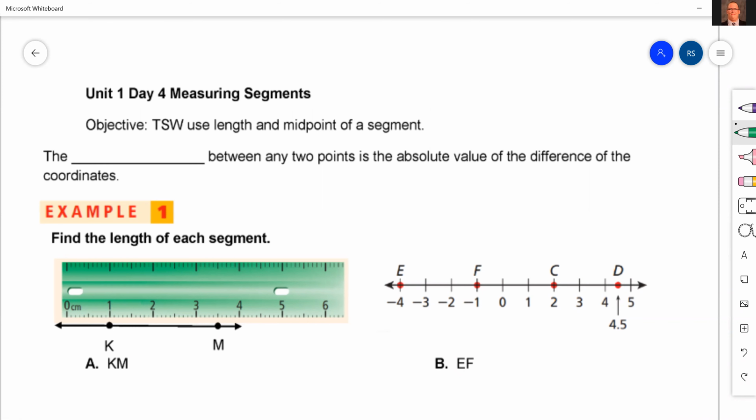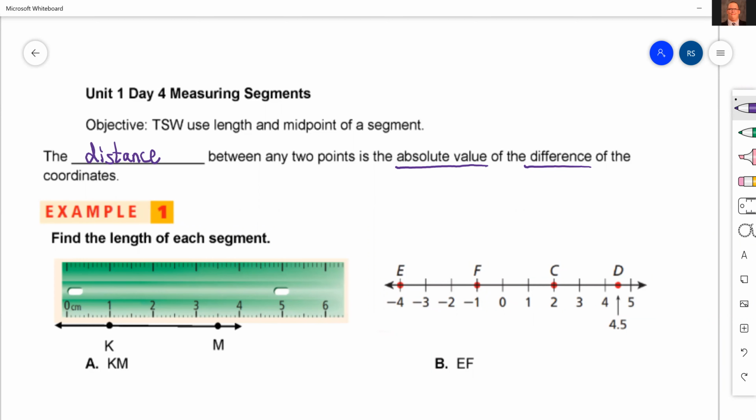So the distance, I don't want to write in green. I think I want to write in purple. The distance between any 2 points is the absolute value of the difference of the coordinates. So key things here: absolute value and difference.